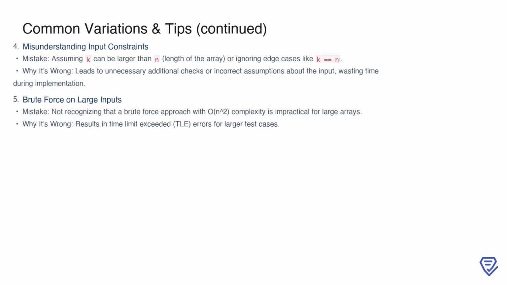Another frequent misstep is relying on brute force for large inputs. While a brute force approach with O(n²) complexity might work for small arrays, it becomes impractical for larger test cases, often resulting in time limit exceeded errors. Recognizing when to shift to an optimized approach is critical for both performance and correctness.